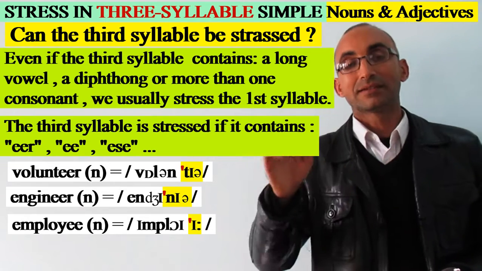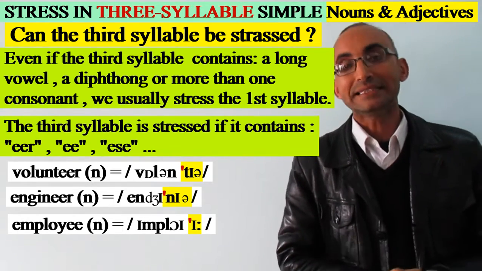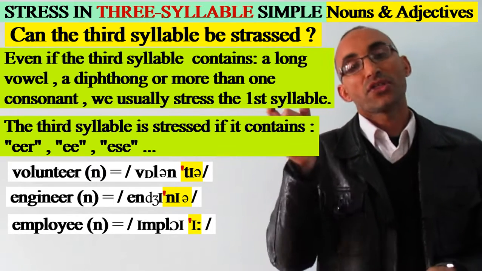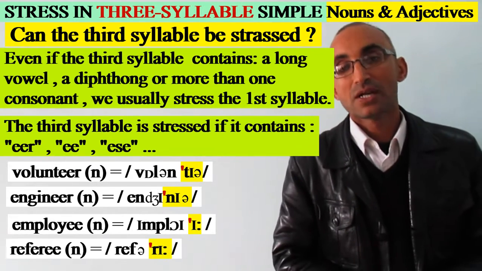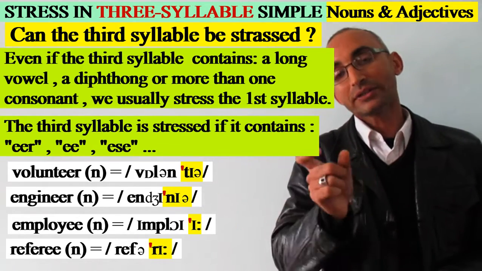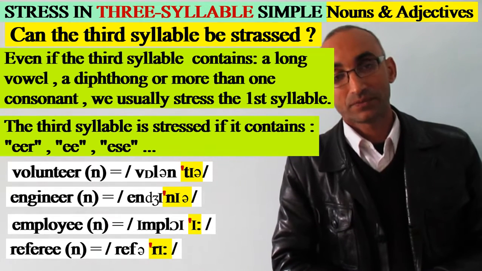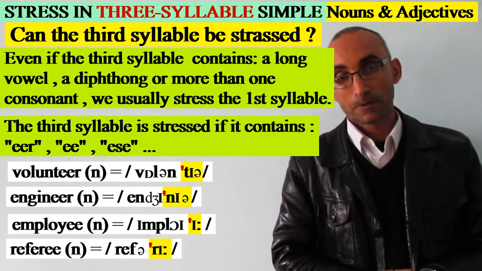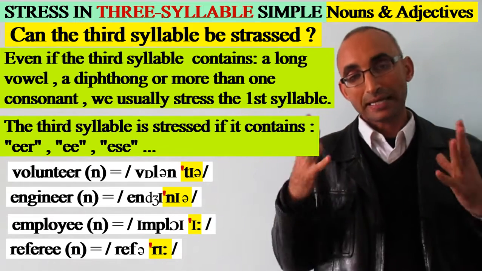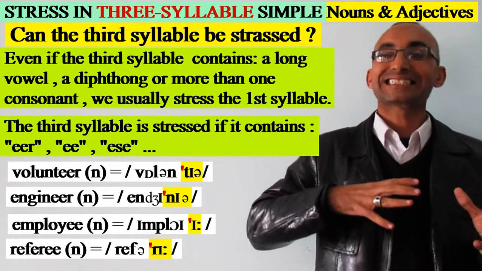Also for e, like employee. So here it ends with double e, long vowel e. That's why the third syllable here is stressed. And also referee, double e at the end, long e. Here also the third syllable is stressed. Clear?